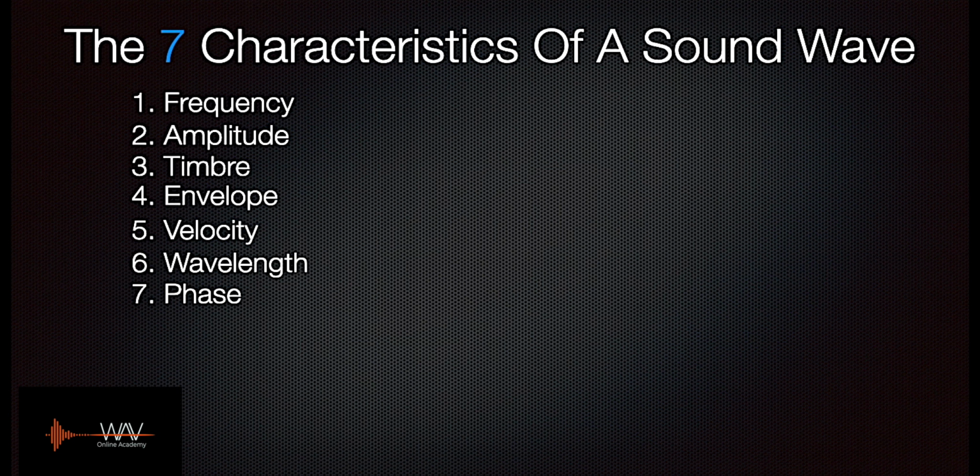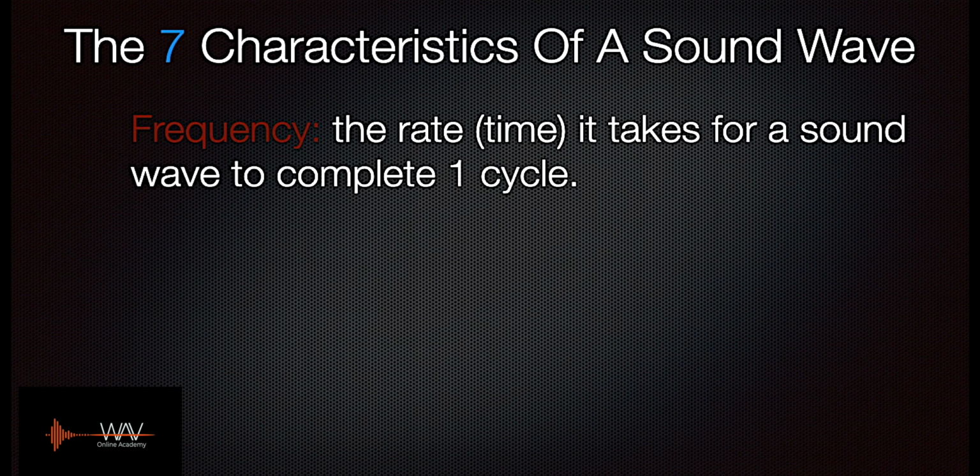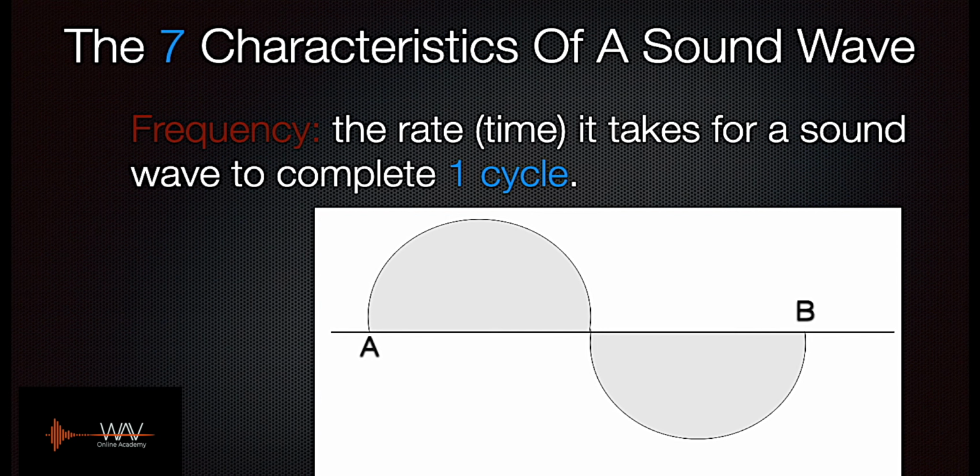So the 7 characteristics are frequency, amplitude, timbre, envelope, velocity, wavelength, and phase. So let's talk about frequency. Frequency is the rate or the time it takes for a sound wave to complete one cycle. And this is what one cycle looks like. From this point A to this point B is one cycle, and this is a representation of what a sine wave would look like.